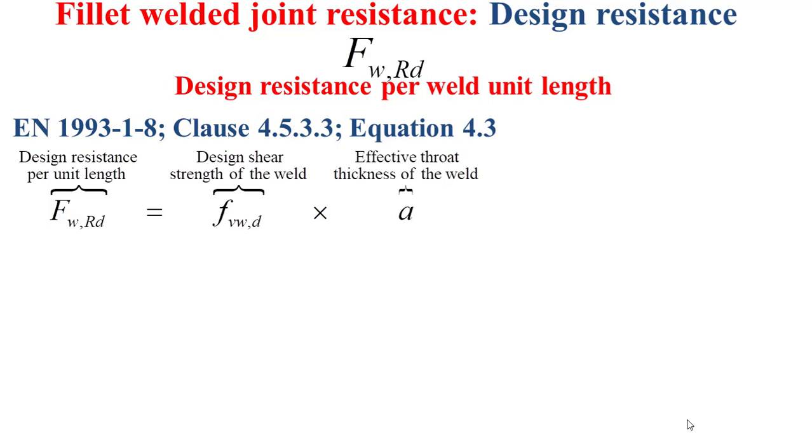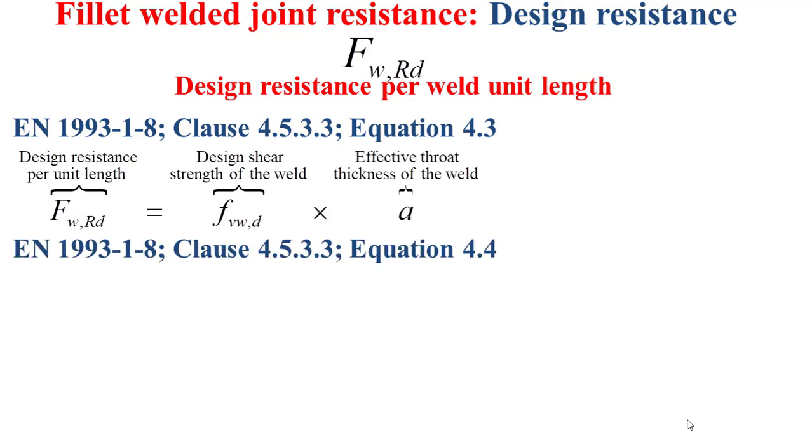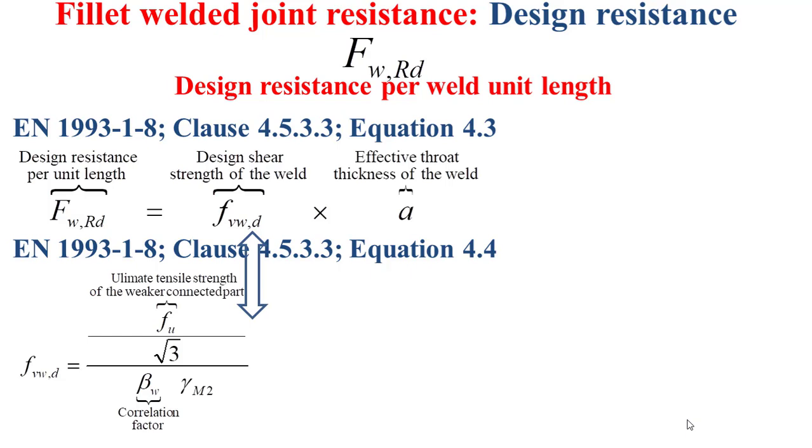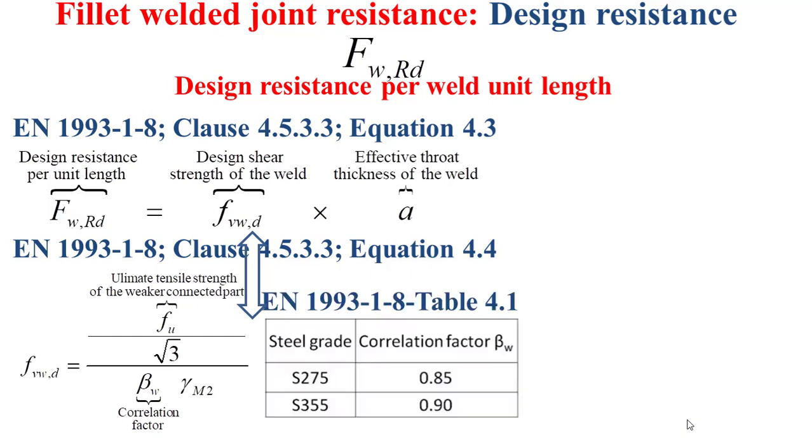The design shear strength of the weld fvw,d is determined based also on the European Standard 1993-1-8 as the ultimate tensile strength of the weaker connected part fu divided by the square root of 3 divided by beta w, which is a correlation factor determined based on the table that you see now in this slide, depending on the steel grade.